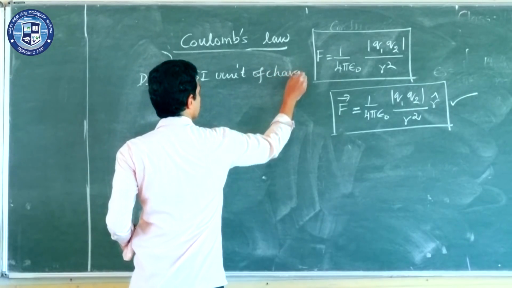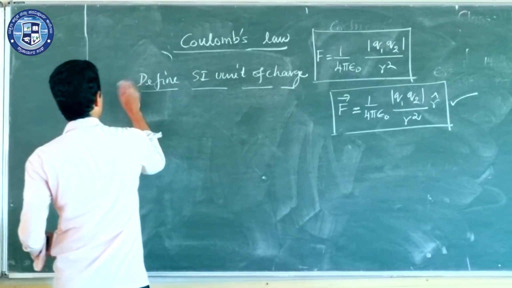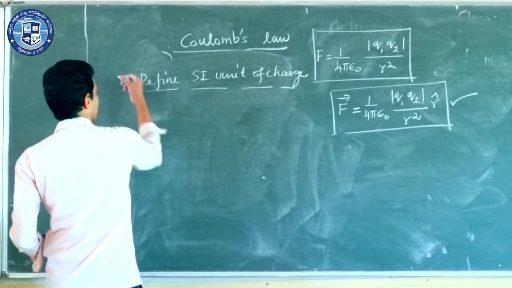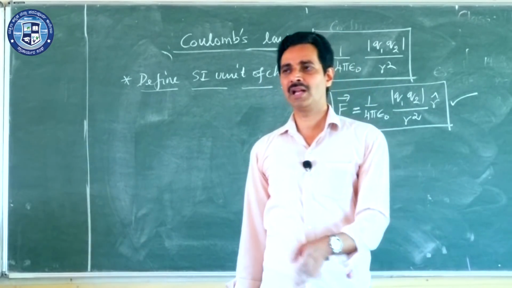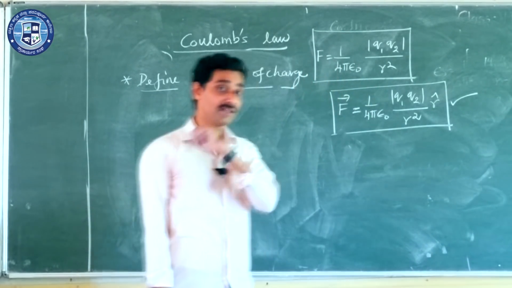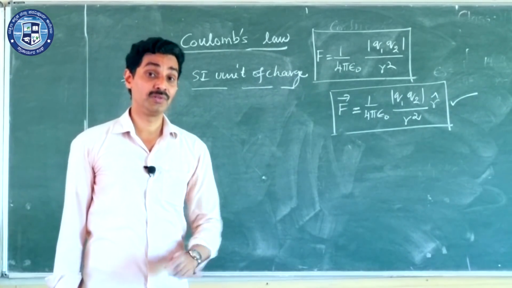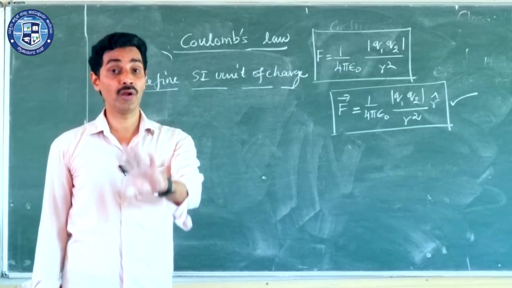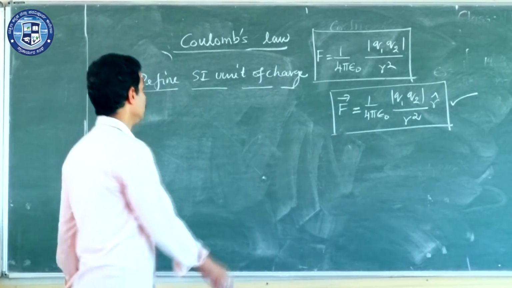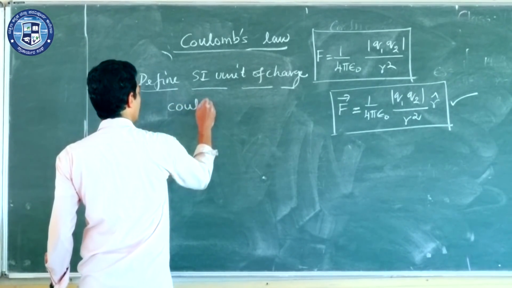Now, this was a famous question. Usually students commit a mistake here. What is define SI unit of charge? Usually students write SI unit of charge is Coulomb, but they didn't ask you what is the SI unit of charge. They have asked you to define the SI unit of charge. If you write SI unit of charge is Coulomb, you have not defined it. You have to define what is Coulomb. So, SI unit is Coulomb, C-O-U-L-O-M-B.